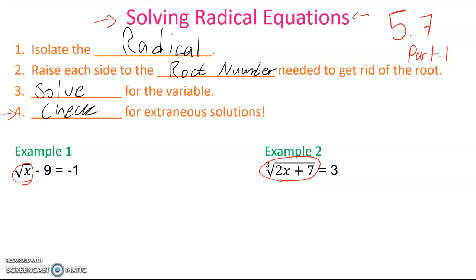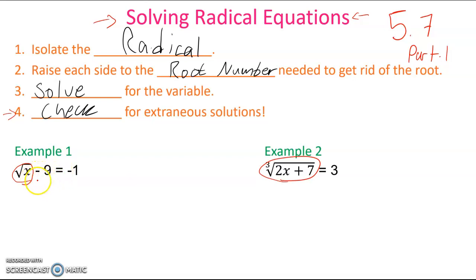All right, so now we check, solve for example 1 right here. So we want to isolate the radical. We want to look, are there any numbers, basically what I would say, circle your radical. Are there any numbers that are outside of the radical that we need to get rid of?